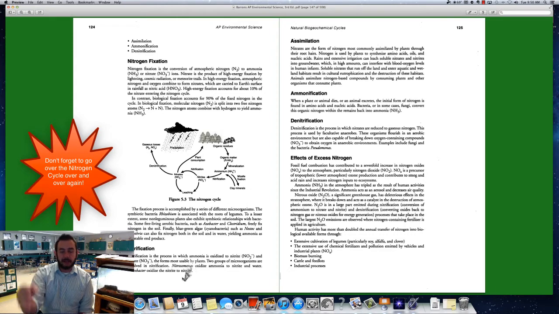The next word, assimilation, is a term that basically just means the plants can take it in and use it. So nitrates are the form of nitrogen most commonly assimilated. Like I said, nitrates are the best form. They are taken up through the root hairs, and then used by plants to make amino acids, oils, nucleic acids, etc.